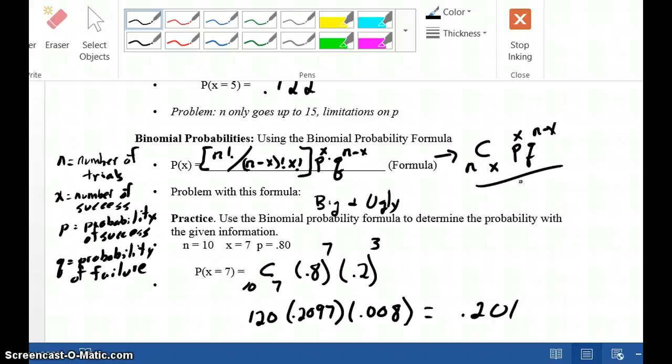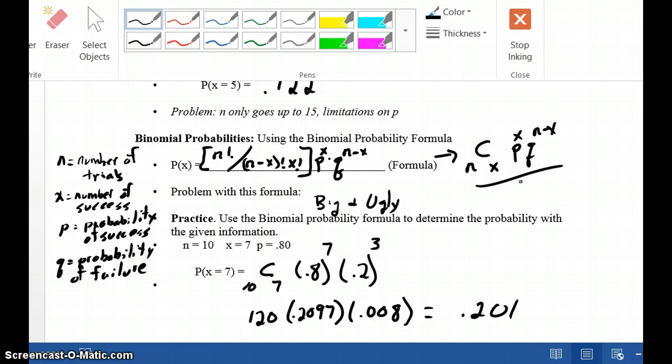So let's just practice this. Use the binomial probability formula to determine the probability with the given information. So you have 10 trials, we want to have 7 successes, and the probability is 80%. So I'm just going to use this formula where we have combinations 10 choose 7, p is 0.8 to the 7th power, q must be 0.2 to the 3rd power. If the probability of success is 0.8, then the probability of failure must be 0.2.